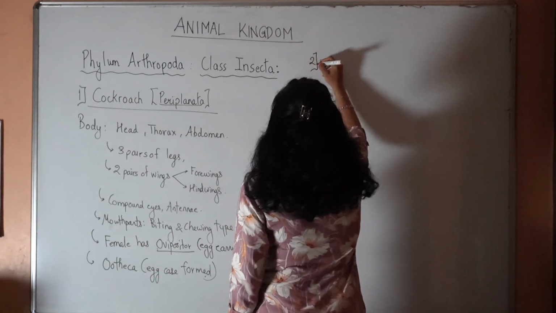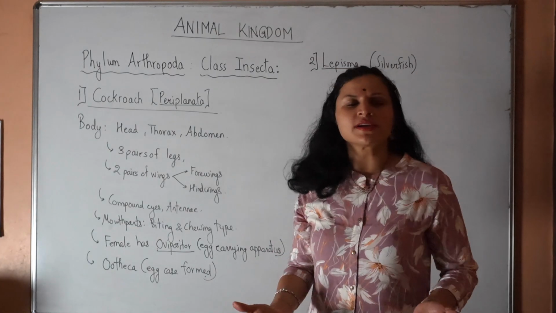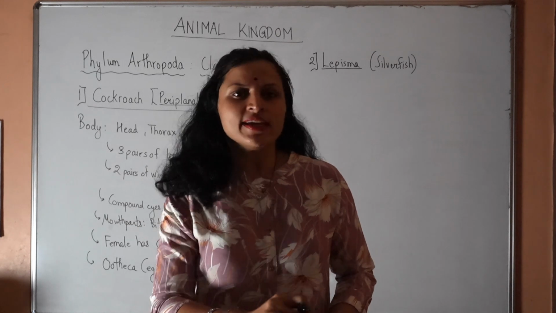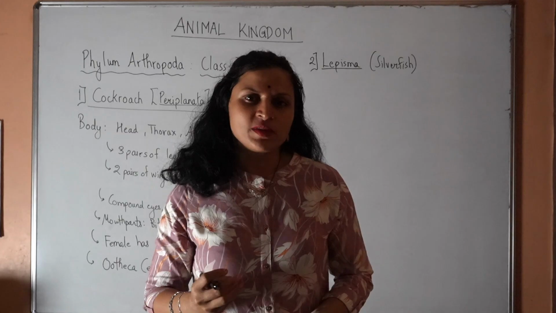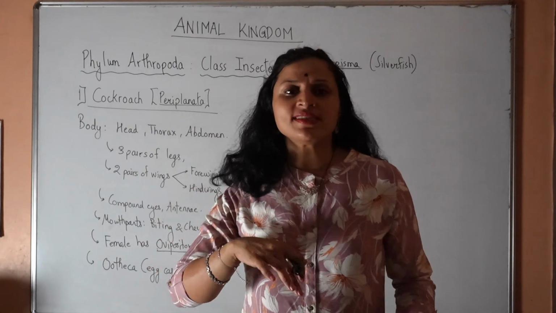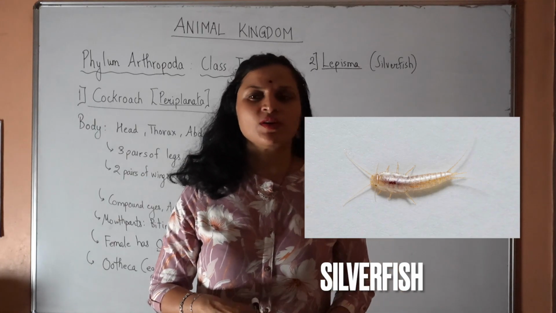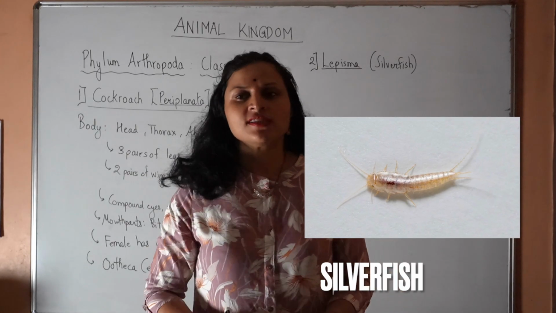Next we talk about lepisma, which is the silverfish. If you open old books and all, you will find suddenly some silvery kind of an insect wiggling like this amidst the pages. That is called as a silverfish. It destroys the pages of old books and all. Why is it called silverfish? Because it has this nice silvery sheen on its body. And fish because it just swims like a fish. It's a wingless insect.